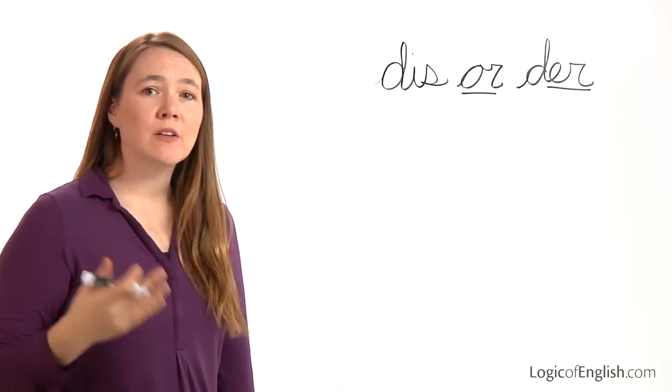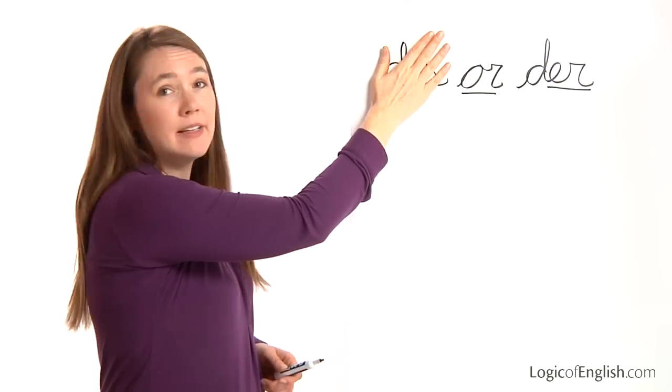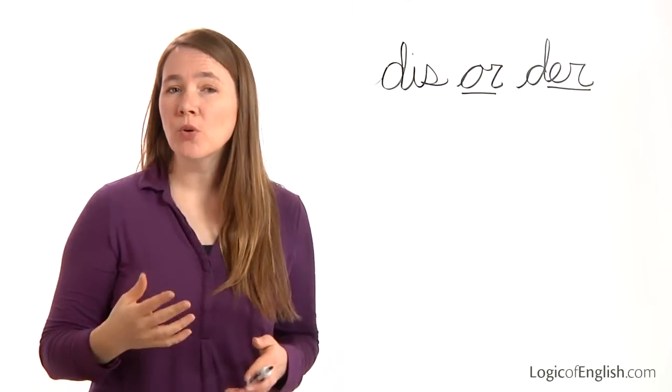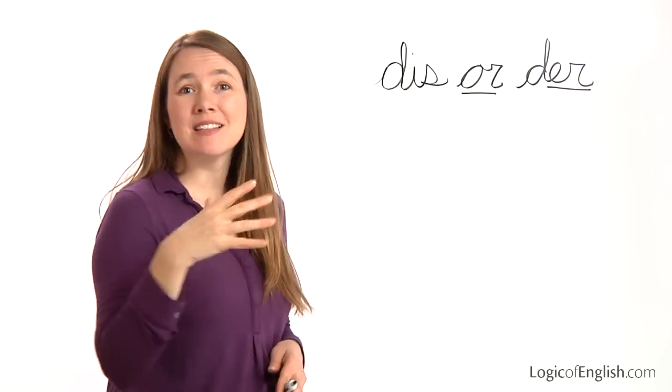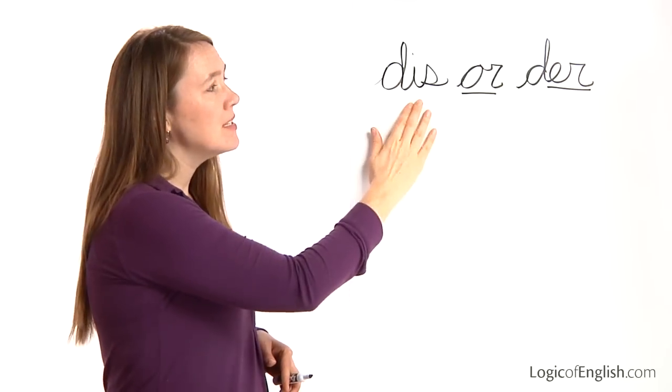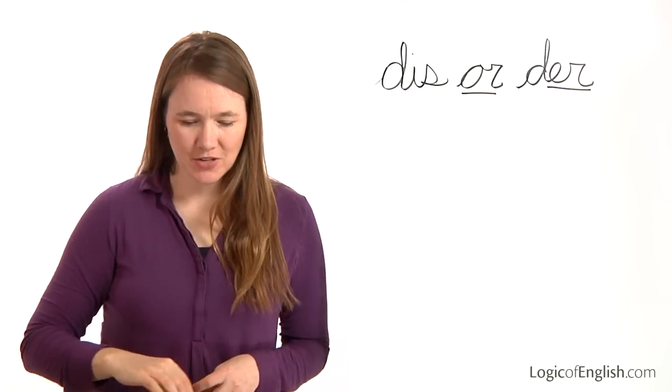What is the root word of disorder? You're right, it's order. And something that's in order is organized or neat. And something that's in disorder is not organized. So dis means not. Very good.